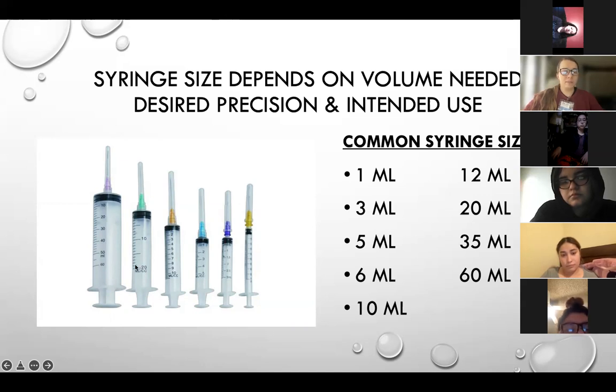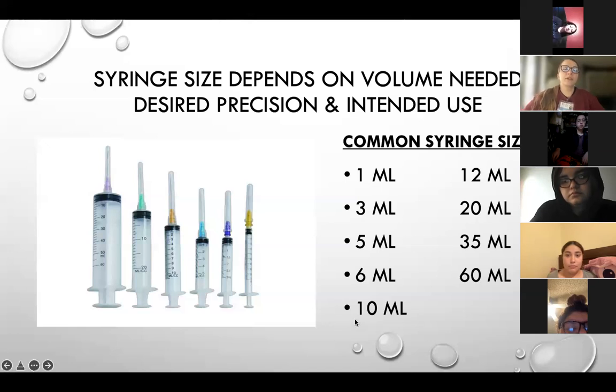Then, bumping up into bigger sizes, we have 20 cc's. Then we have 35. There's not one in this picture, but we do have a 35. And then the largest that is carried is 60. Now, if you work in large animal medicine, they actually do make a 100 and 200 cc syringe because we're working with horses, livestock. These animals are 1,000 to 2,000 pounds. We have to use significantly more medication. But for a small animal, these are your basic syringes that you'll be working with.